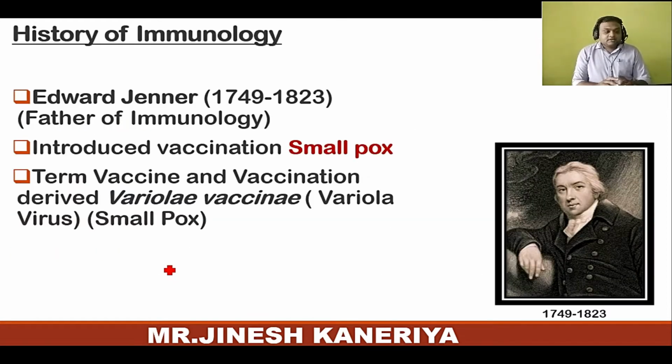Next, history of immunology. Edward Jenner, 1749 to 1823, is the father of immunology and he introduced vaccination against smallpox. The terms vaccine and vaccination are derived from Variola vaccinia. Variola is a type of virus that causes smallpox. So the father of immunology is Edward Jenner.